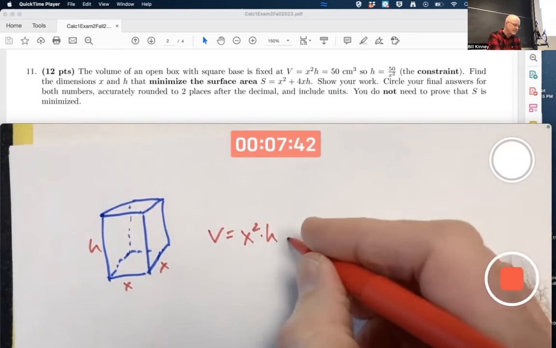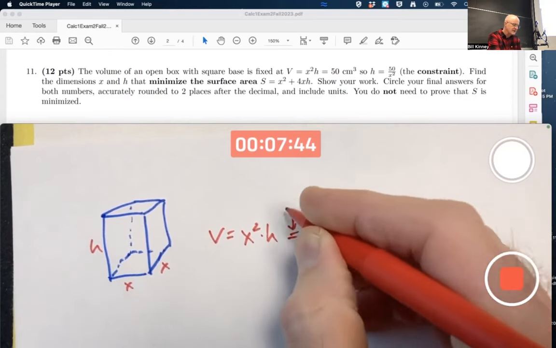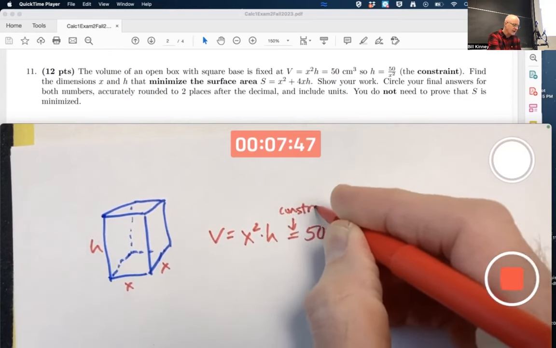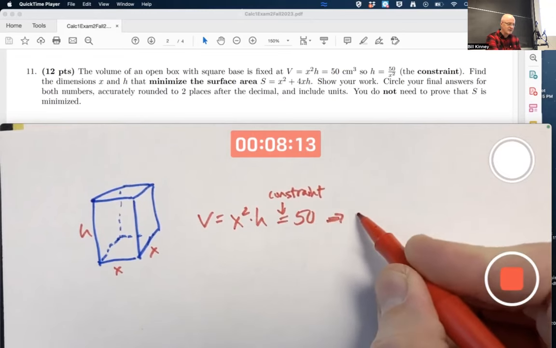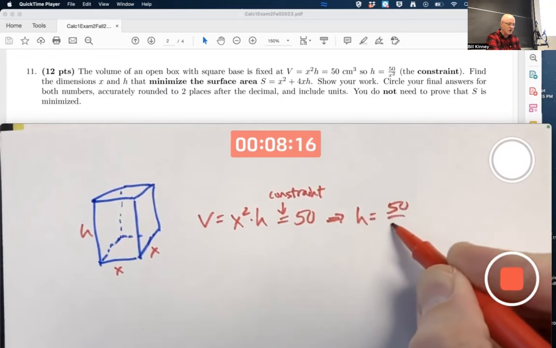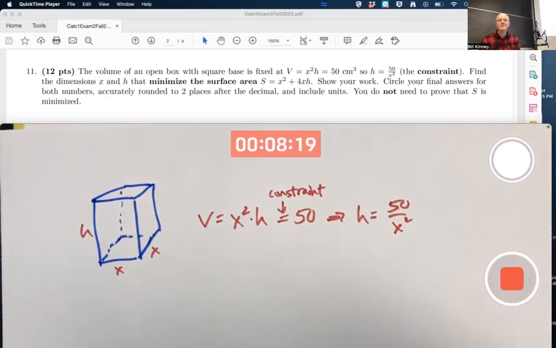That's the constraint. The constraint is that x squared h has to equal 50. In other words, x and h are not free to vary independently of each other. If the volume of the box is going to stay constant at 50 cubic centimeters, if you increase x, you've got to decrease h. They're related variables. You could say one is a function of the other, and in fact, that's what I do next, is I tell you, you can solve this for h as a function of x. I told you that in this problem on exam 2.